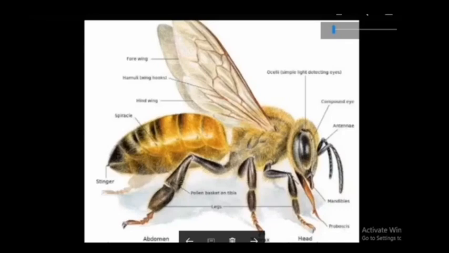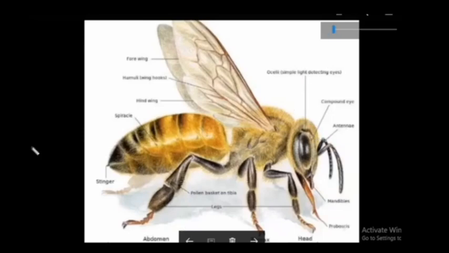So they have 3 pairs of working legs, and they have a proboscis in front of their mouth part. You can see these are the legs: the first pair, second, and the third pair. And then this is the proboscis in front of it. And then it has chewing mouth parts, which are the mandible and the maxilla. You can see the antenna in front of it. It has its compound eye as well.